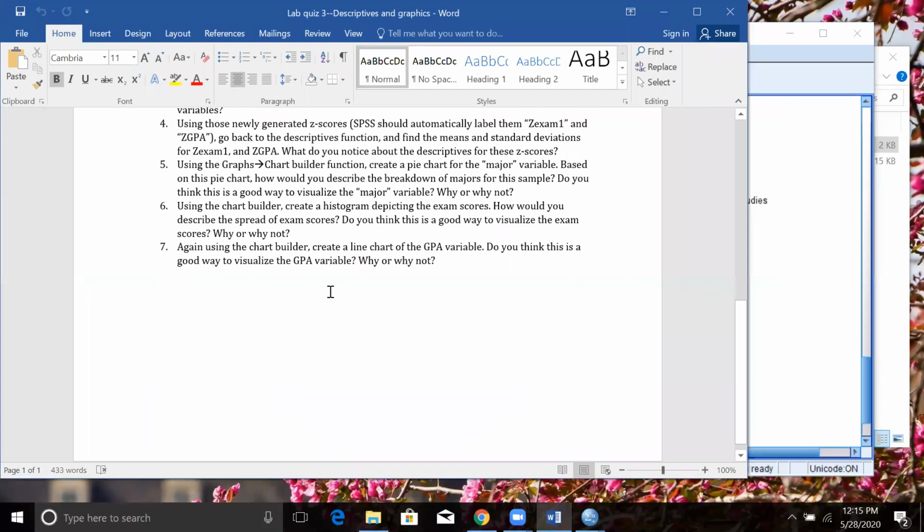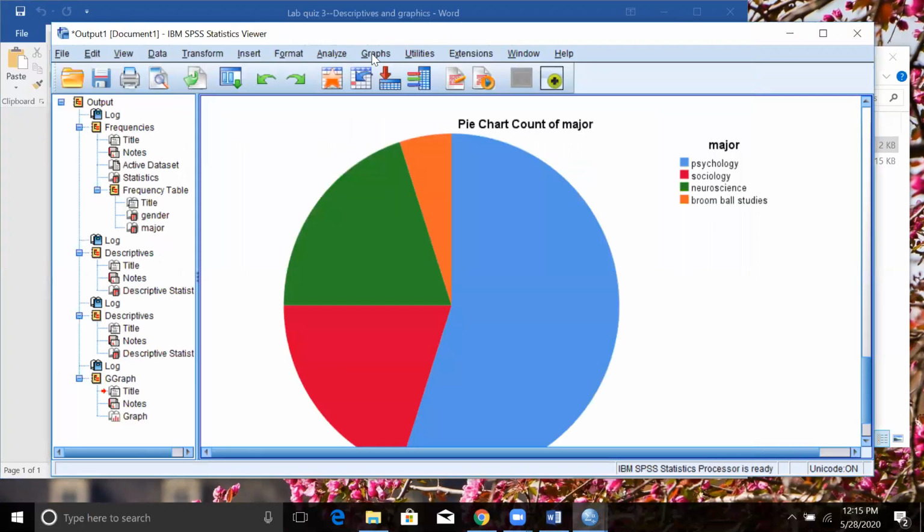All right, so using the chart builder, create a histogram depicting exam scores. How would you describe the spread of exam scores? So just describe the variability. Do you think this is a good way to visualize the exam scores? Why or why not? Let's go make a histogram.